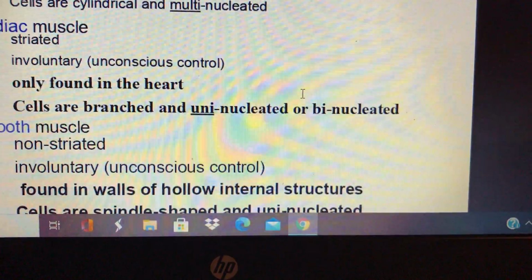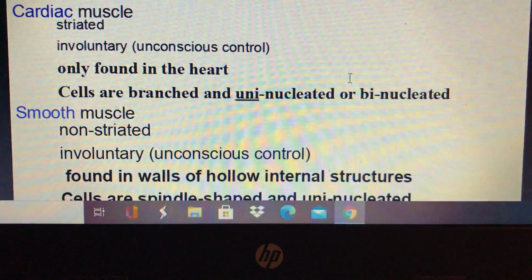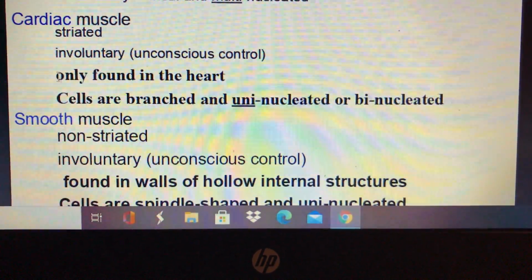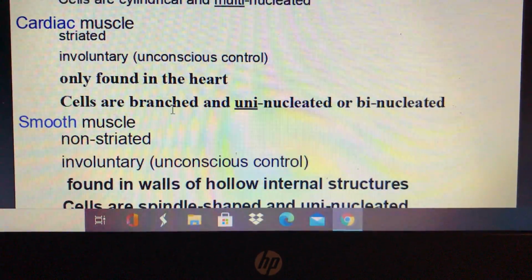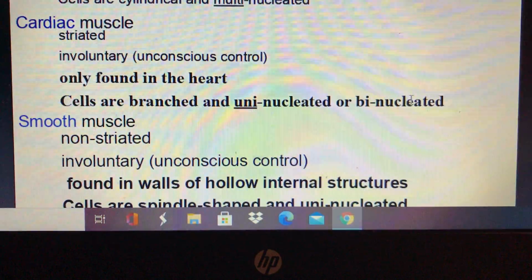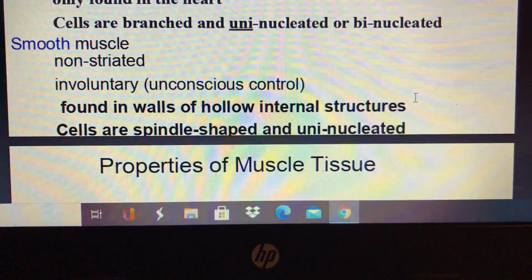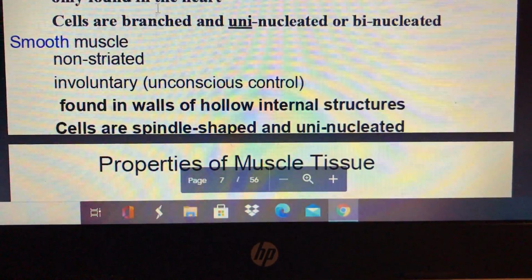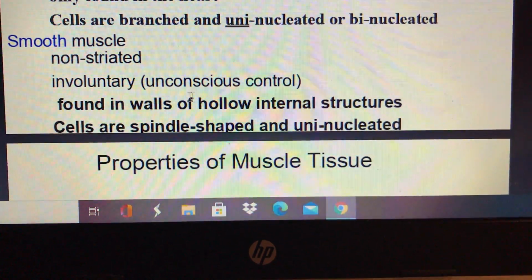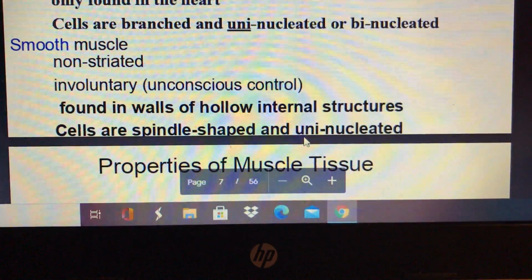Cardiac muscle is also striated, involuntary, unconscious control. Only found in the heart. Cells are branched and uninucleated or binucleated. Smooth muscle is non-striated. It's also involuntary, just like the cardiac muscle. Found in walls of hollow internal structures, cells are spindle-shaped and uninucleated.